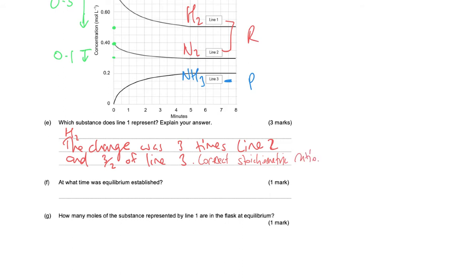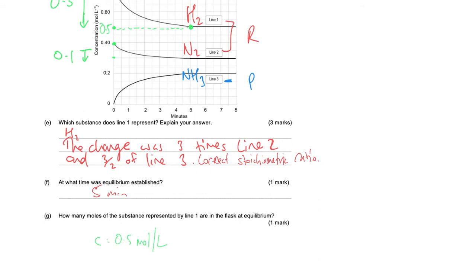At what time was equilibrium established? I think it was time 5. Don't forget the minutes. How many moles of the substance represented by line 1 are in the flask at equilibrium? Okay, so at equilibrium it's over here. At equilibrium over here, it's 0.5 mole per liter, right? That 0.5 mole per liter is its concentration.